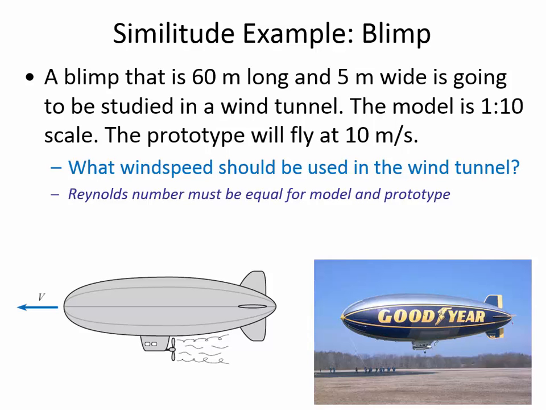The geometric scaling of it is pretty easy. The model we're going to use will be 6 meters instead of 60, and instead of 5 meters wide, the model would just be 0.5 meters wide. But we have to look at the velocity that we expect the prototype to fly at, 10 meters per second. And so the question here is, what wind speed should we use in the tunnel?